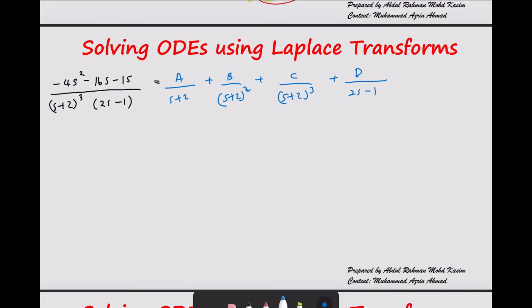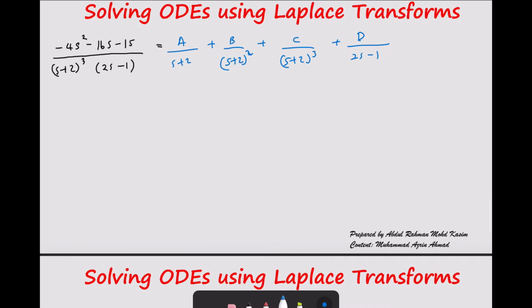So similar to the previous video, what you need to do is equate its denominator. You need to use cross multiplication. So look here, the A term already has s plus 2 squared, so for A you need to have s plus 2 squared, while B is lacking s plus 2. For C, it's lacking 2s minus 1, and for D, it's lacking s plus 2 cubed.